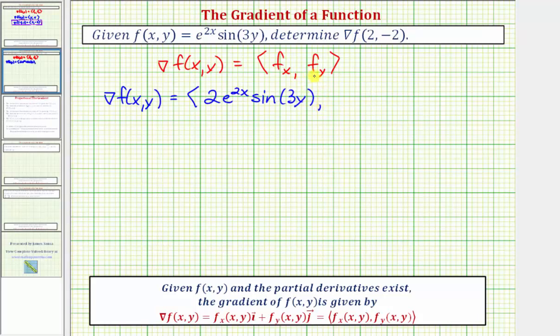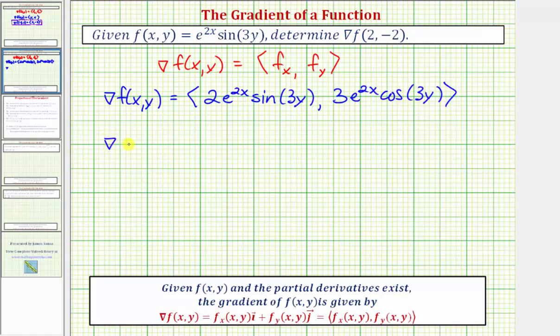Now we need to find the partial of f with respect to y, so we differentiate e to the 2x sine 3y with respect to y, now treating x as a constant. And the derivative of sine 3y with respect to y would be cosine 3y times 3, and therefore the partial with respect to y would be 3 e to the 2x cosine 3y.